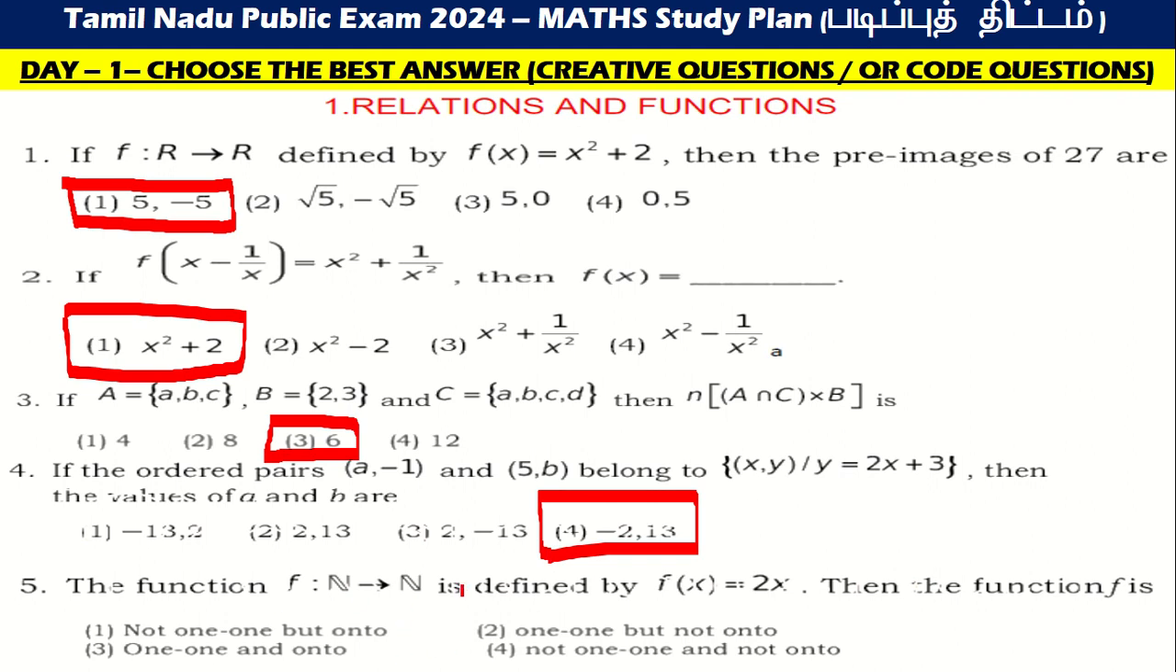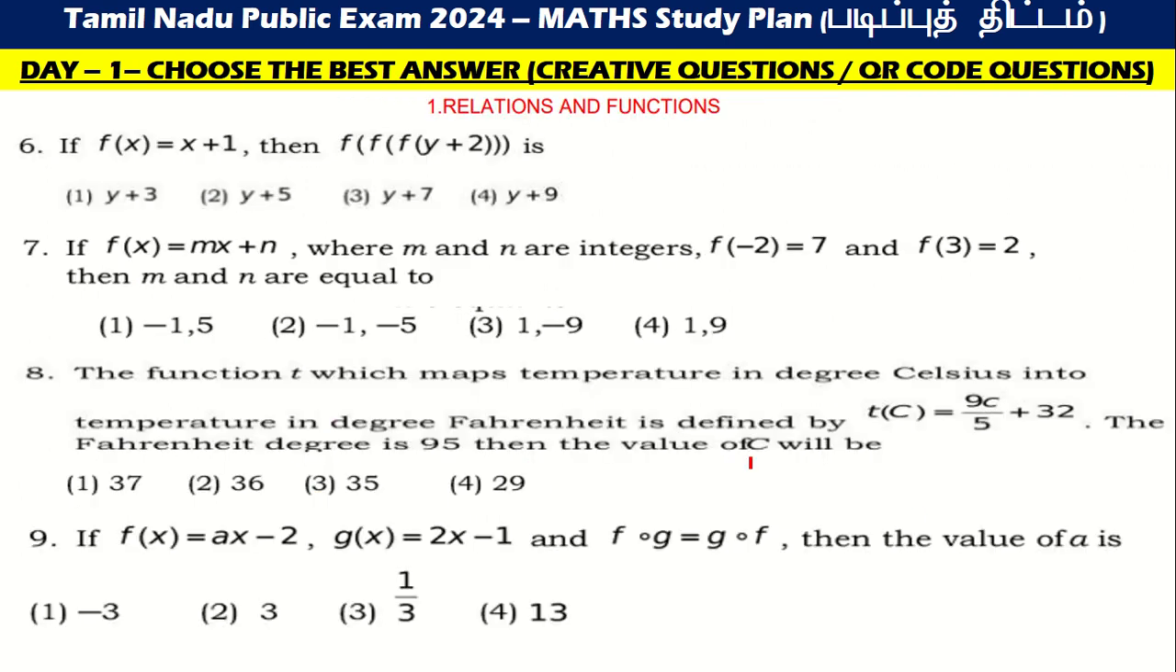The function f: N to N is defined by f of x is equal to 2x. Then the function f is one-one but not onto. Next one, f of x is equal to x plus 1, then f of y plus 2, the sixth one, that is y plus 5 is the correct answer. Seventh one, if f of x is equal to mx plus n, where m and n are integers, the answer is the first one, minus 1 comma 5.